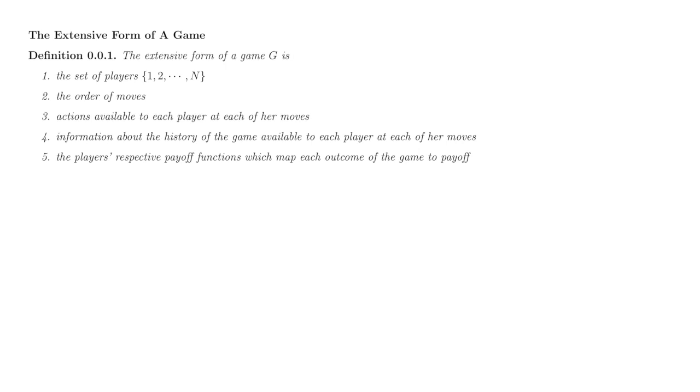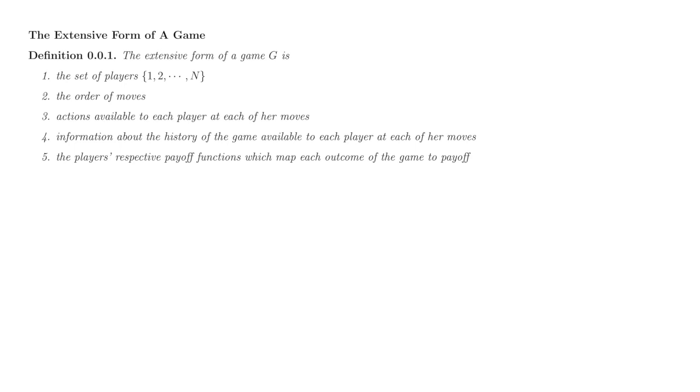Loosely speaking, the extensive form is the analog of the normal form. It is a list of all the components of the game. However, a dynamic game of complete information has some components that a static game of complete information lacks. The first and last components, the list of players and their respective payoff functions, are familiar. Items 2, 3, and 4 require some introduction.